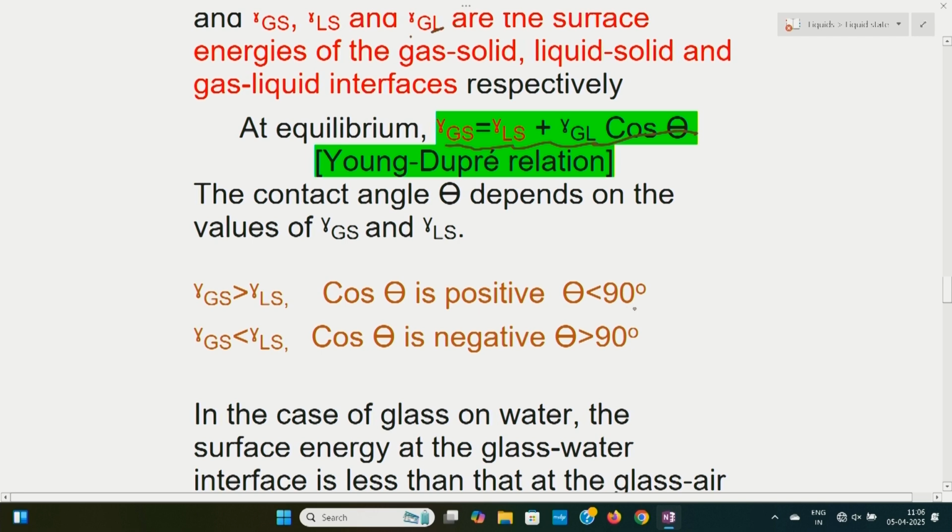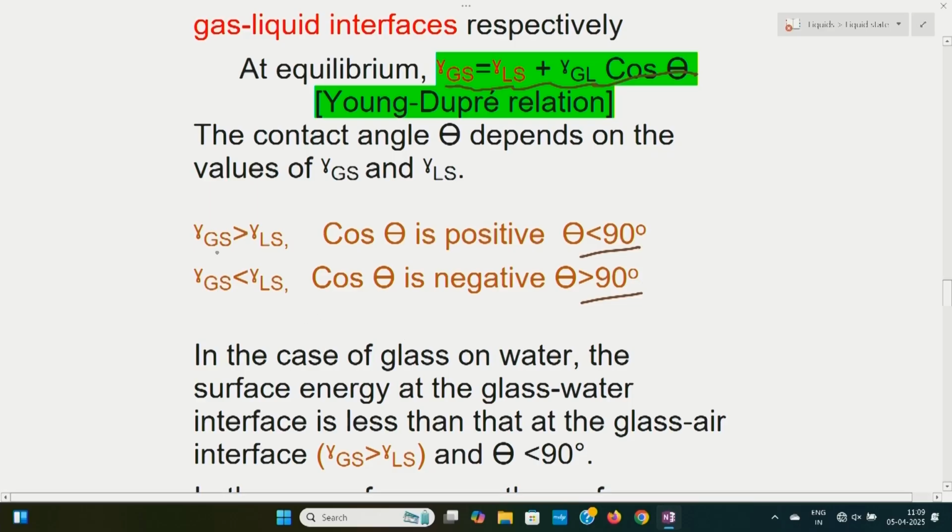When theta is less than 90 degrees, cos theta is positive; cos 30, cos 0, all those values will be positive. When the surface energy of the gas-solid interface is less than the surface energy of the liquid-solid interface, the theta value will be greater than 90 degrees, and cos theta will be negative.